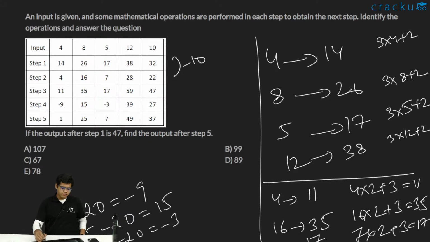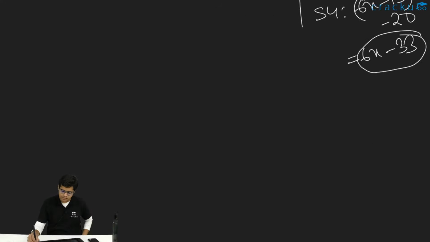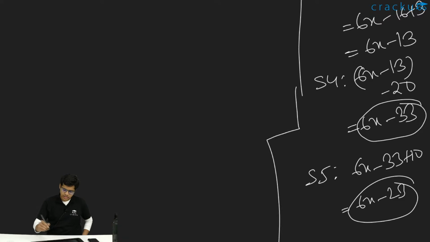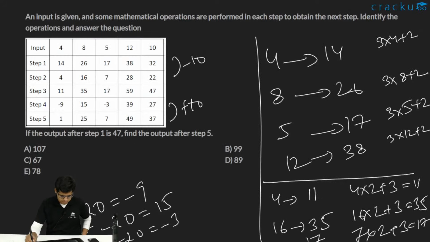And step 5, just add 10, right? Minus 9 plus 10 is 1. 15 plus 10 is 25. Minus 3 plus 10 is 7. 39 plus 10 is 49. 27 plus 10 is 37. So just add 10. So step 5 is what? 6x minus 33 plus 10, which is 6x minus 23. So we are done, guys, with all the steps.